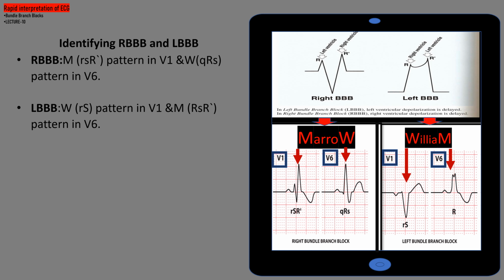On the other hand, in a left bundle branch block, the ECG shows different characteristics. In leads V5, V6, lead 1, and lead AVL, broad, notched R waves are seen. Meanwhile, in leads V1 and V2, deep and broad S waves are present. To help remember this, the mnemonic William is used. In a left bundle branch block, the QRS complex in lead V1 looks like a W, while in lead V6, it takes on an M shape.